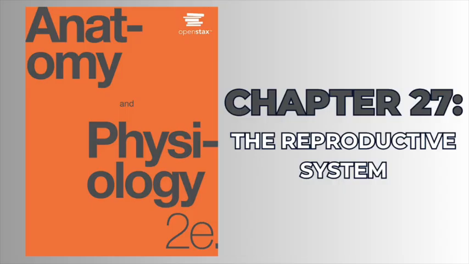Learning objectives. By the end of this section, you will be able to describe the structure and function of the organs of the ovarian reproductive system, list the steps of oogenesis, describe the hormonal changes that occur during the ovarian and menstrual cycles, trace the path of an oocyte from ovary to fertilization.